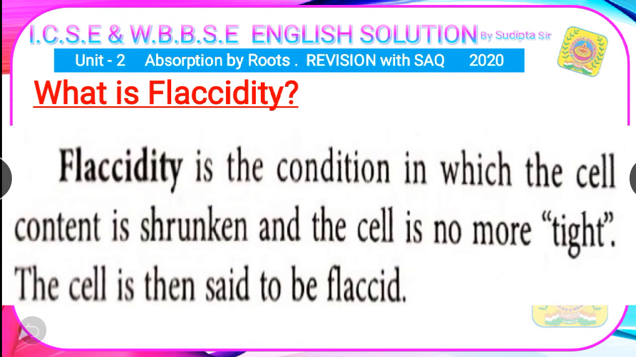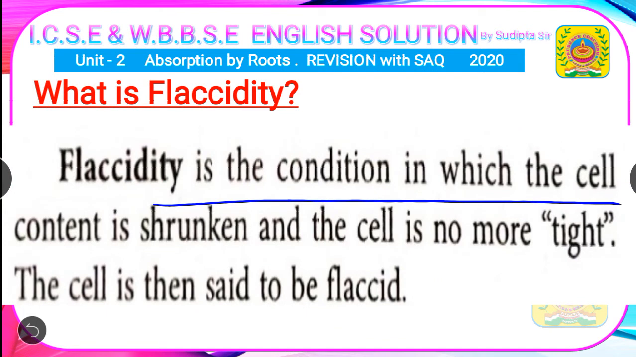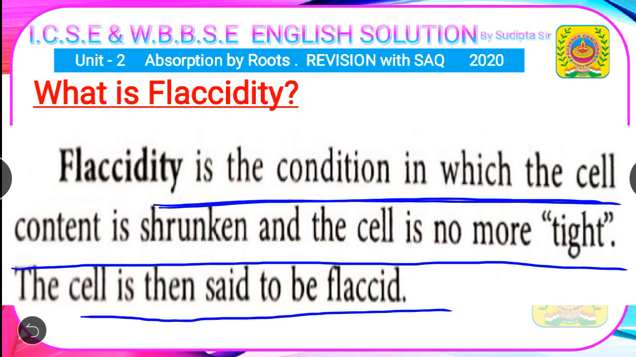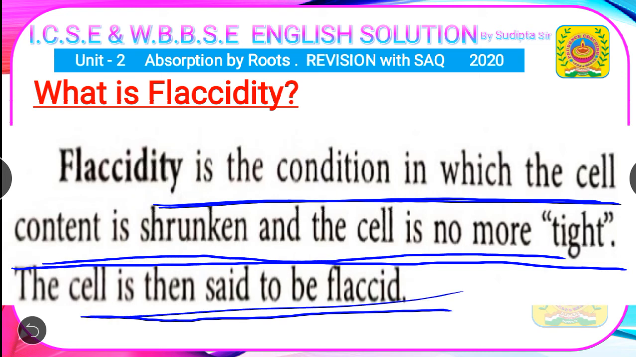Now flaccidity. Flaccidity is the condition in which the cell content is shrunken and the cell is no more tight. The cell is then said to be flaccid. So flaccidity is the condition in which the cell content is shrunken and the cell is no more tight. This is flaccidity.